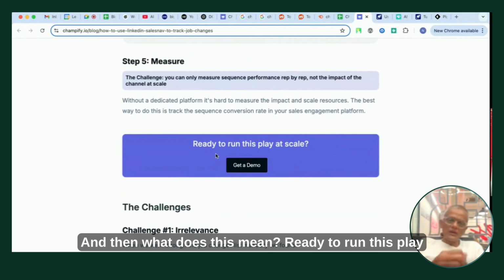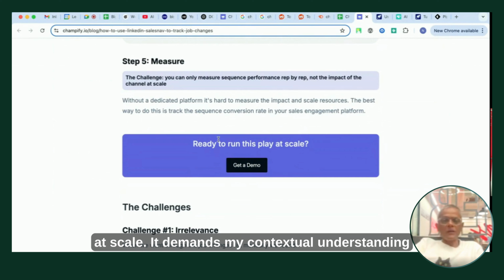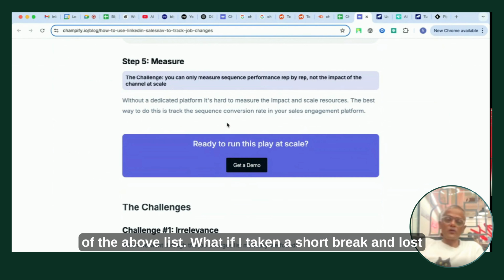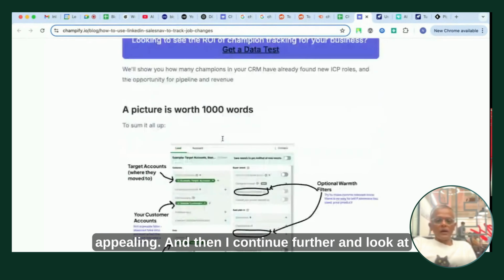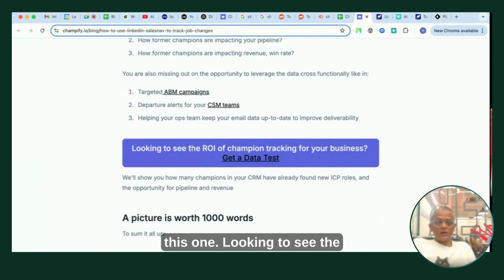And then what does this mean? Ready to run this play at scale. It demands my contextual understanding of the above list. What if I had taken a short break and lost track of what I had read? This doesn't sound appealing. And then I continue further and look at this one.